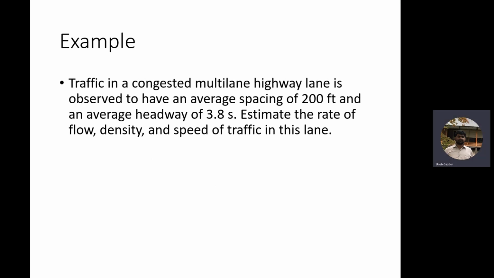Okay, let us use some of these equations which we have seen. A congested multi-lane highway is going to have average spacing 200 feet, average headway 3.8 seconds. So spacing and headway are given. Find rate of flow, density, and speed. They have given me two microscopic parameters and they're asking me for all the macroscopic parameters.